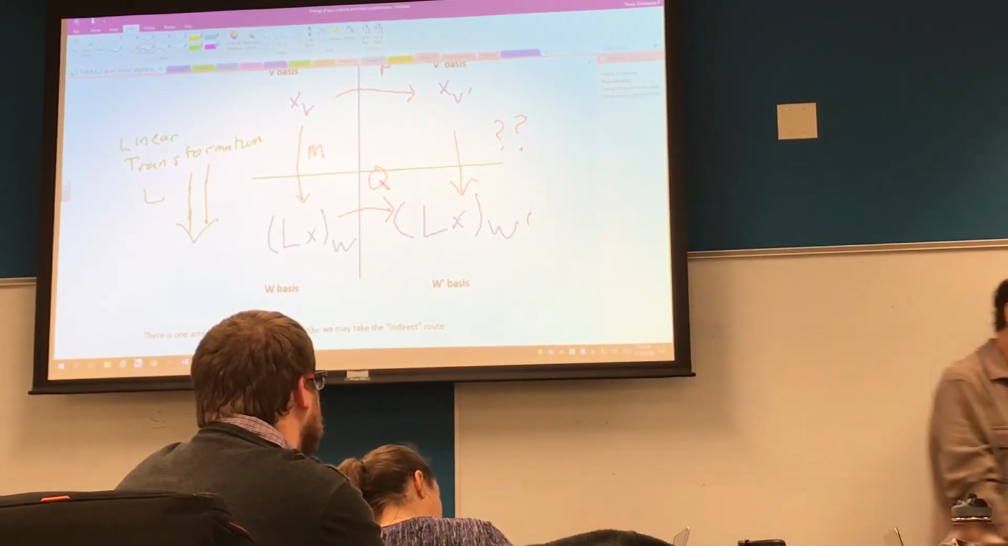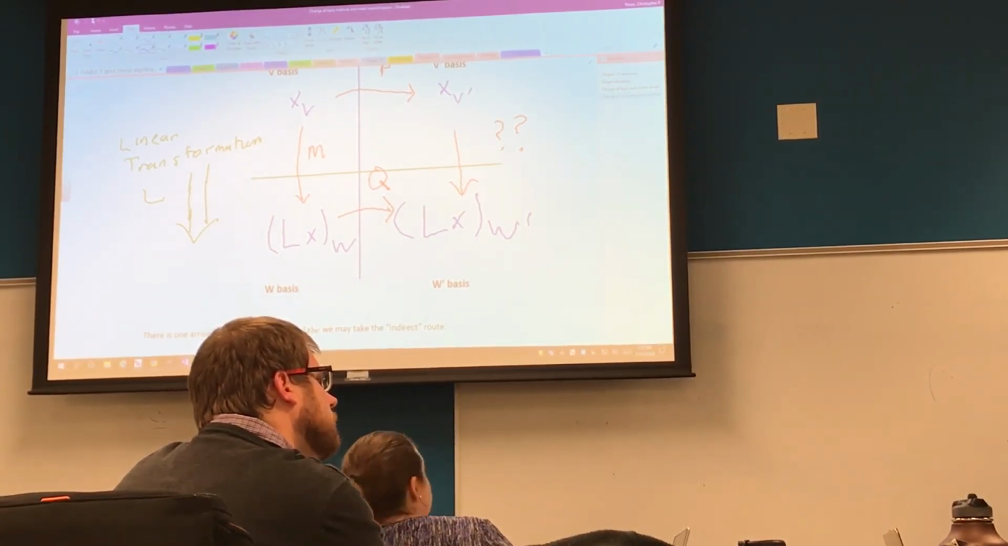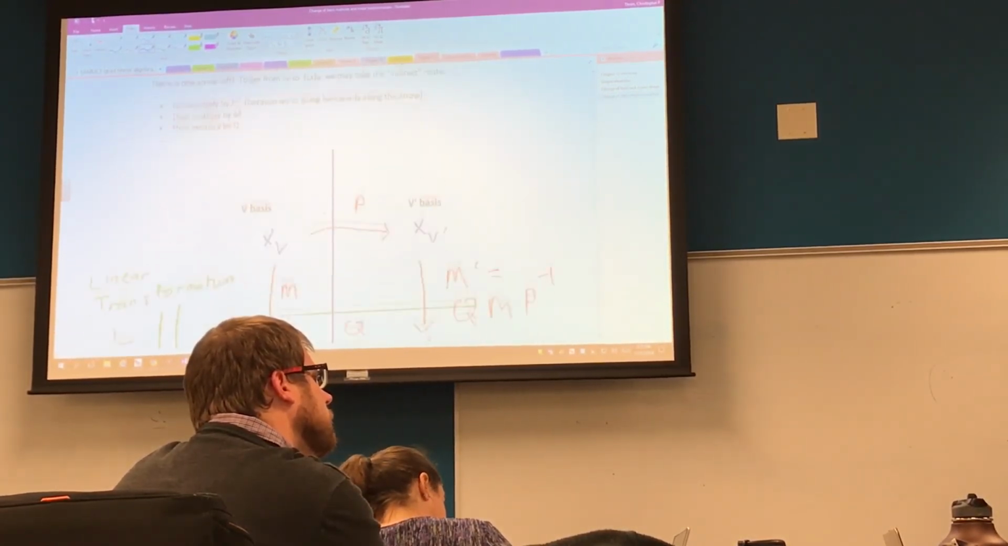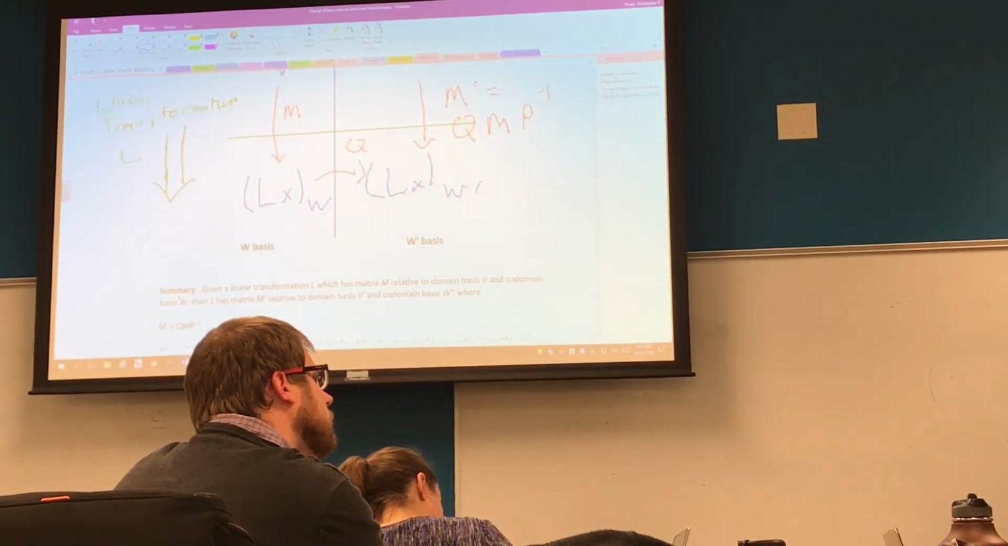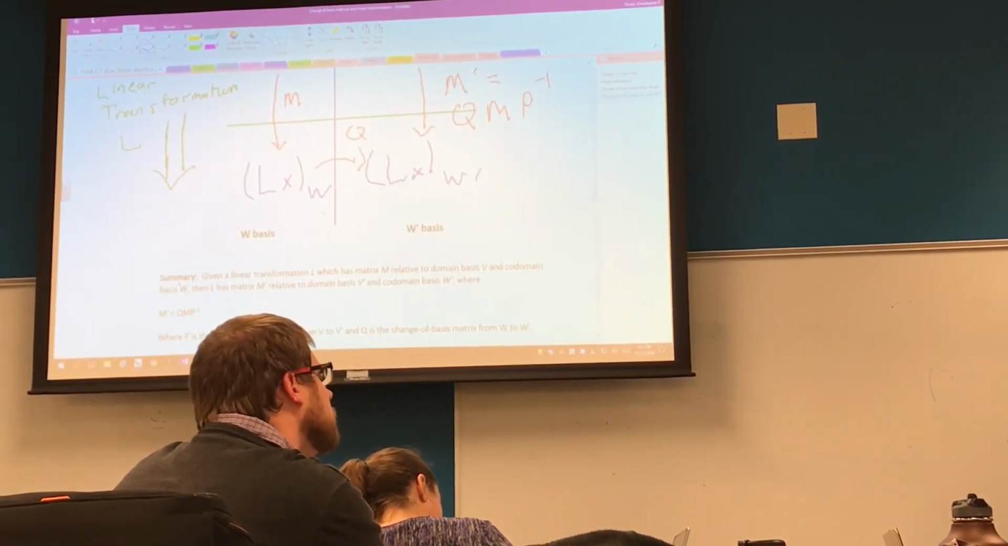So I recommend when you do these problems, just draw a diagram. Don't just quote the formula. Draw a diagram and see what you're doing. And that's really basically all the ideas in this section.